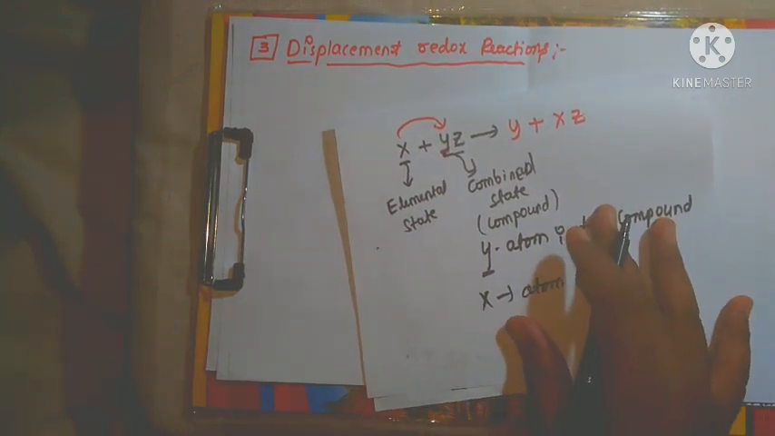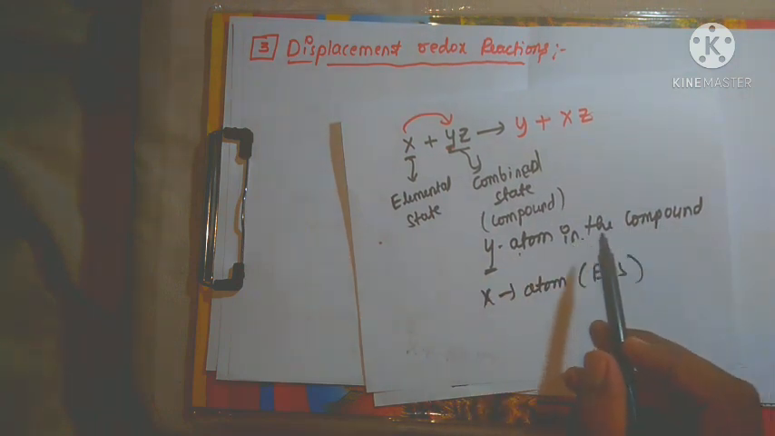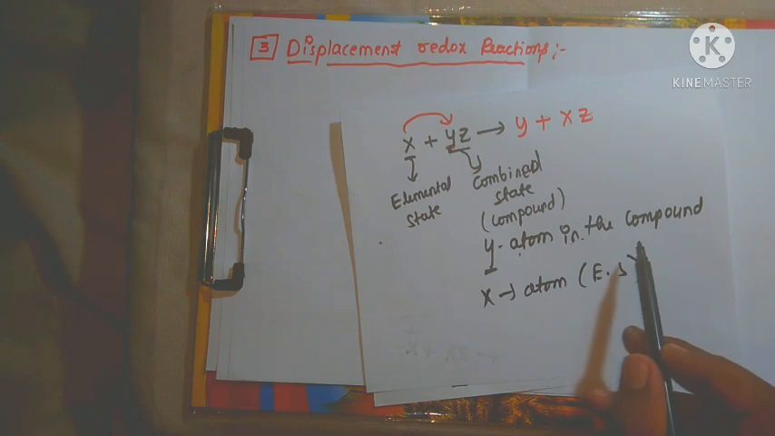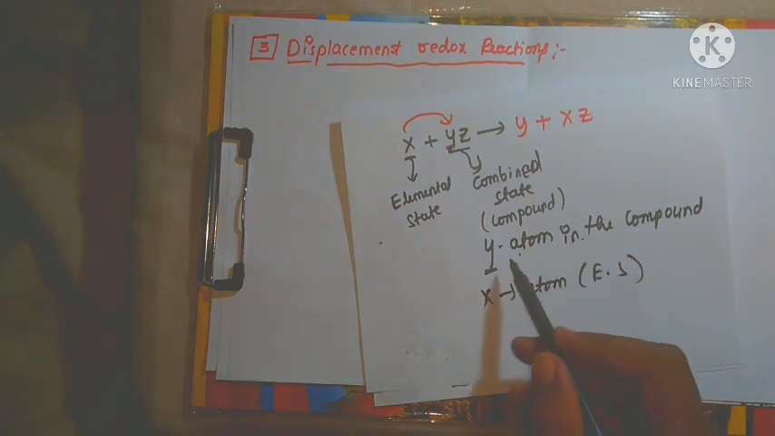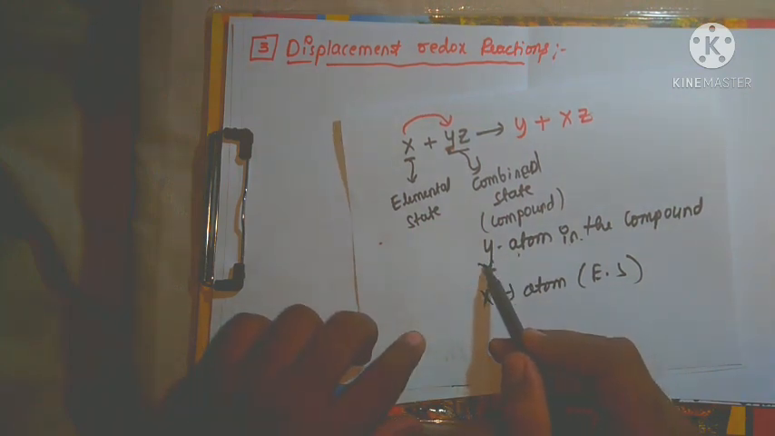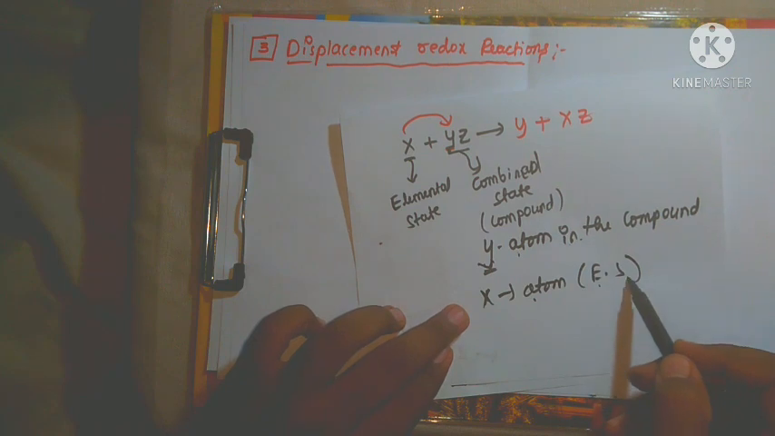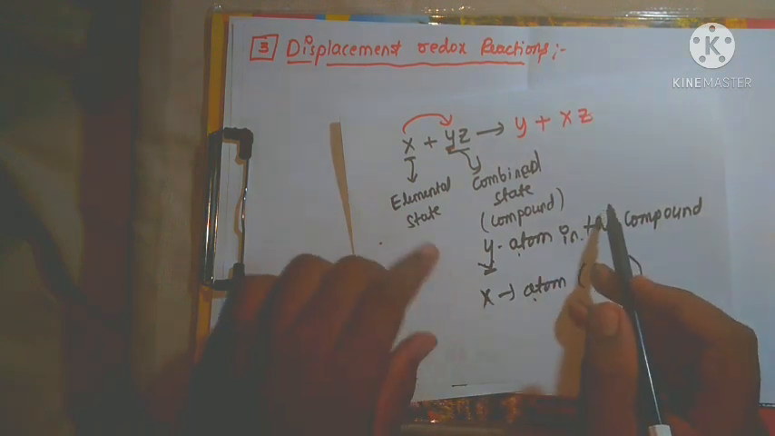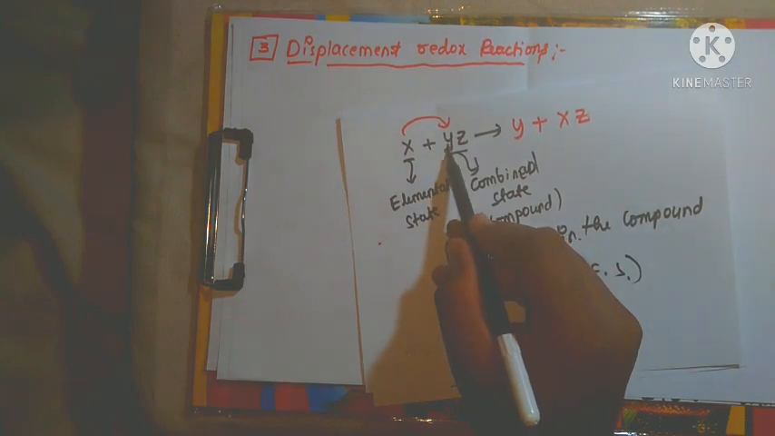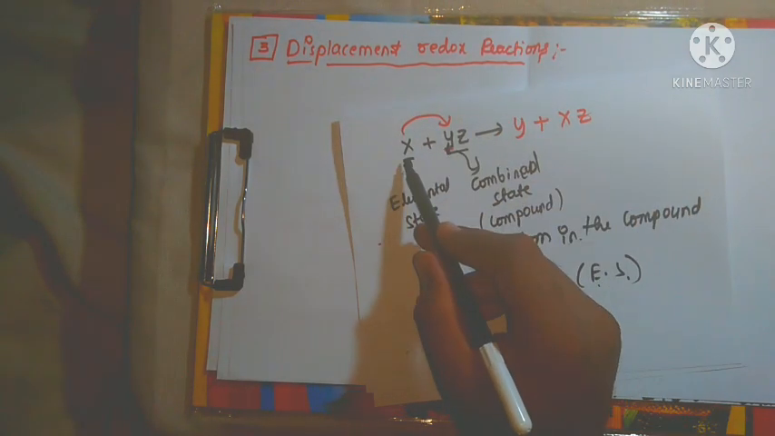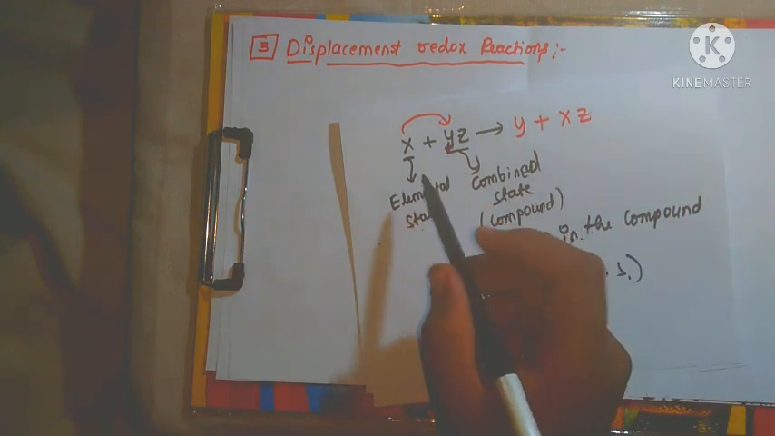Now just check how to write the definition. When an atom in the compound, Y is one of the atoms in the compound, is displaced by another atom which is in the elemental state, such types of reactions are called displacement reactions. One of the atoms in the compound, that is Y, is displaced by another atom, that is X, which is in the elemental state.